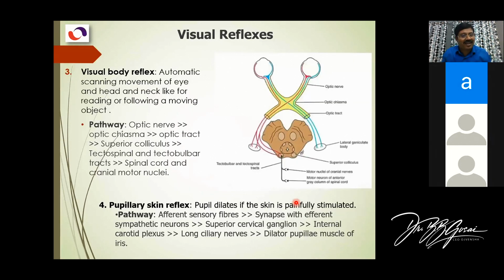So suppose when we are kids and a plane is flying, clear, and our parents say, see the plane is flying, and now you are looking at the plane, and the moment the plane moves, you are first moving your eyeball, then you start moving your head, and still further you move your trunk. Clear? So this is the body reflex, visual body reflex. Visual body reflex is automatic scanning movement in following a moving object. First the eyeball, then the head and neck, and then the trunk. Clear?